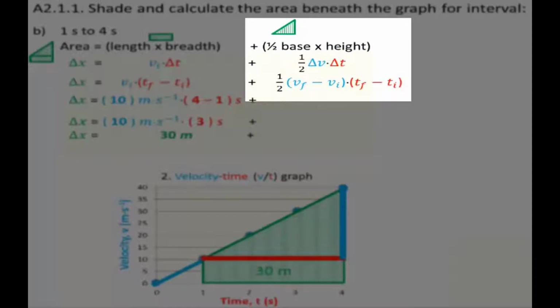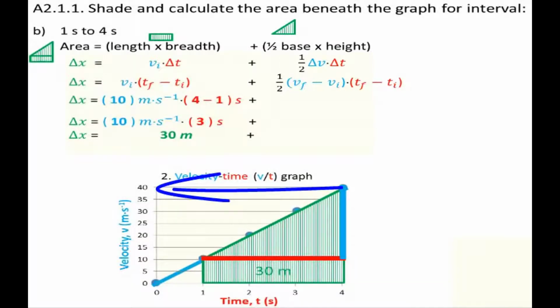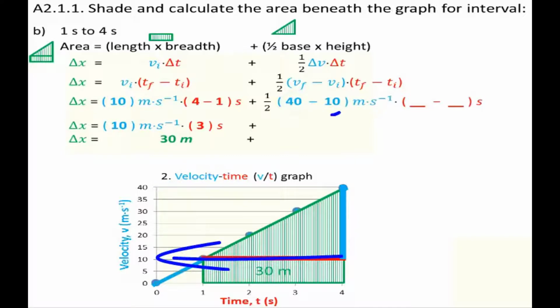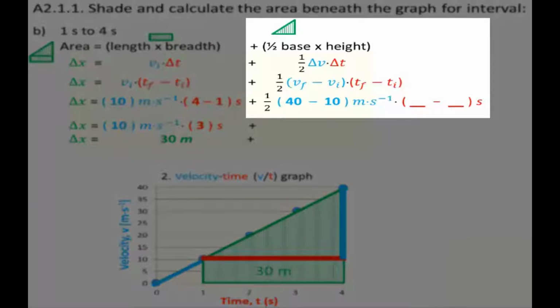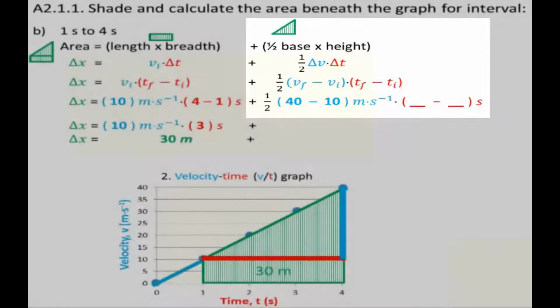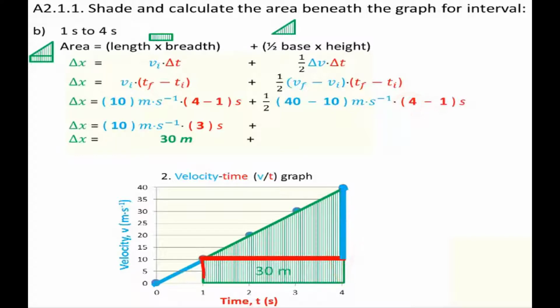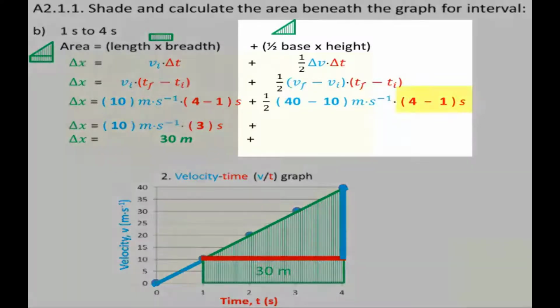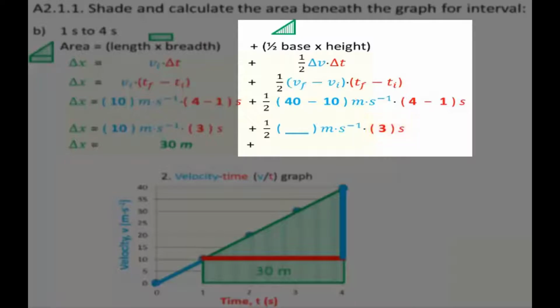So now we have to also calculate the area of the triangle, half base times height. So we have half. Now to calculate the height, we calculate the change in velocity. Final velocity, 40 minus initial velocity 10 meters per second. And then we multiply that by the base. The base is the duration of time. Final time 4 seconds minus initial time 1 second. 4 minus 1 second, 3 seconds. So the area of the triangle is half 40 minus 10 meters per second multiplied by 4 minus 1 seconds. So the area of the triangle is half 30 meters per second multiplied by 3 seconds.